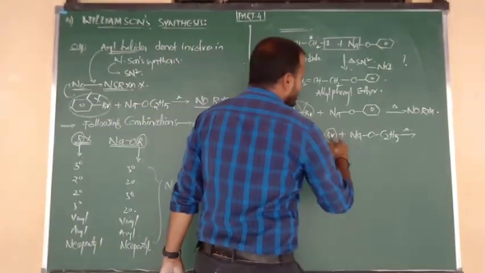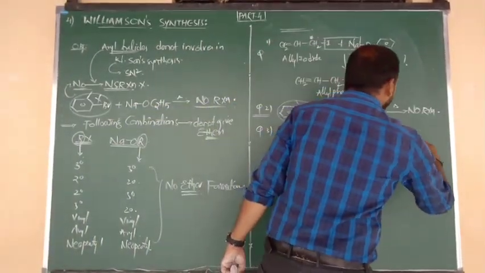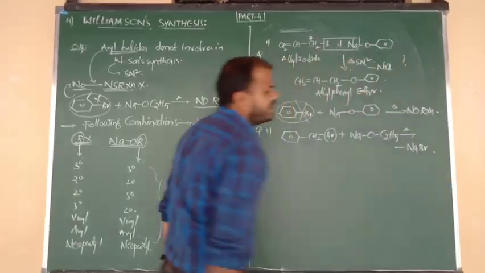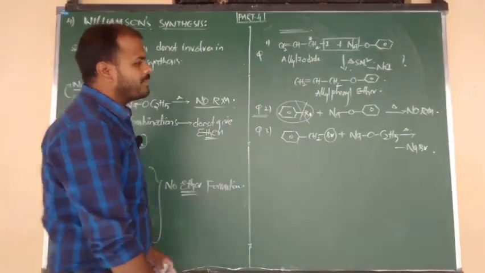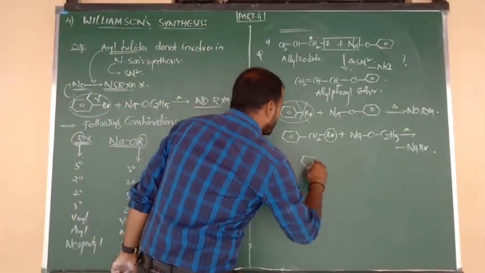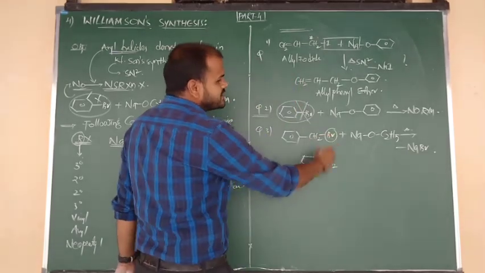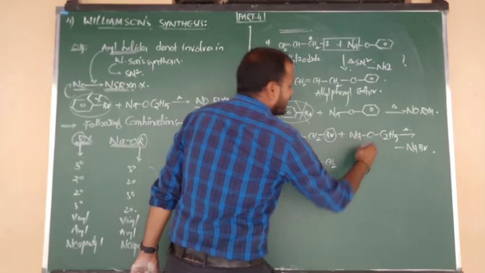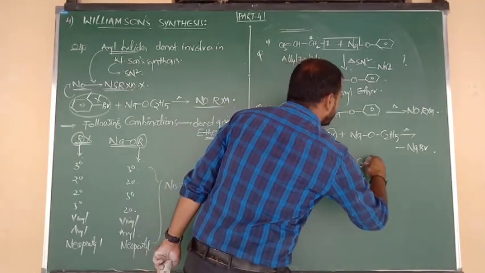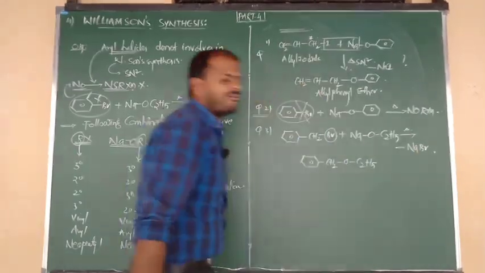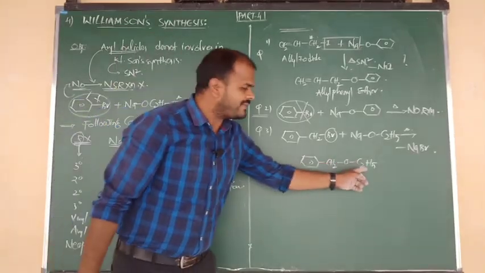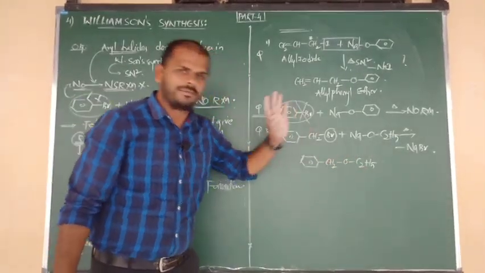Now Na plus combines with Br minus and is eliminated in the form of NaBr. And what will be the remaining product, beta? The benzene group as it is, connected to CH2. The Br minus nucleophile is replaced by the ethoxy group, OC2H5. So here your final product is ethyl benzyl ether, beta.